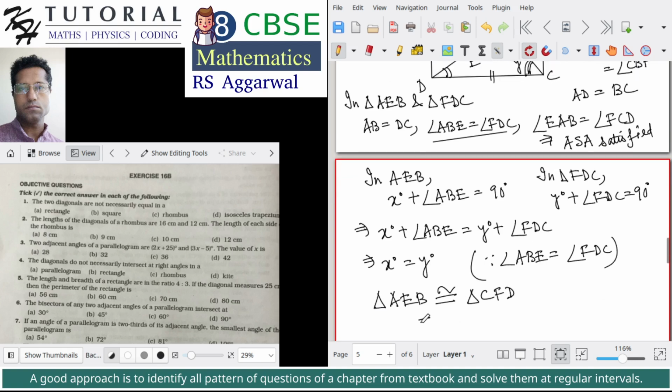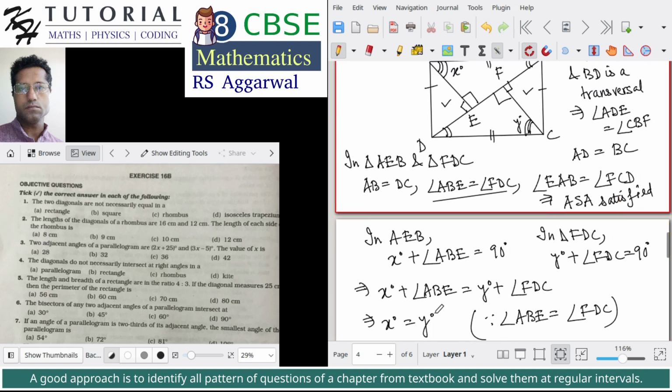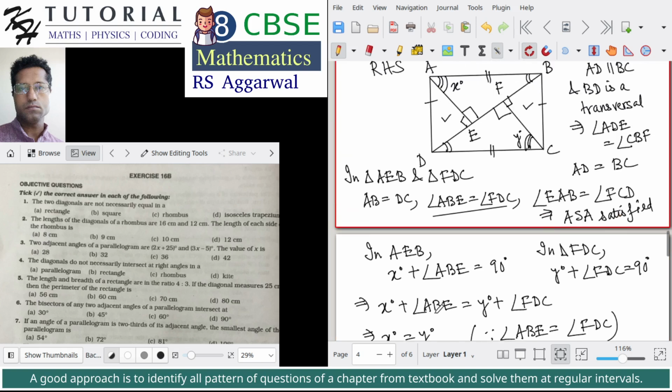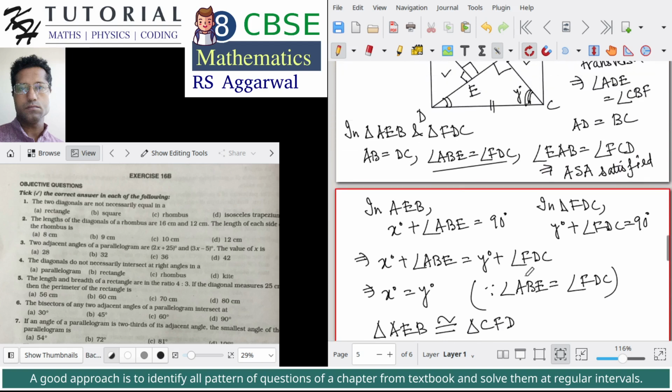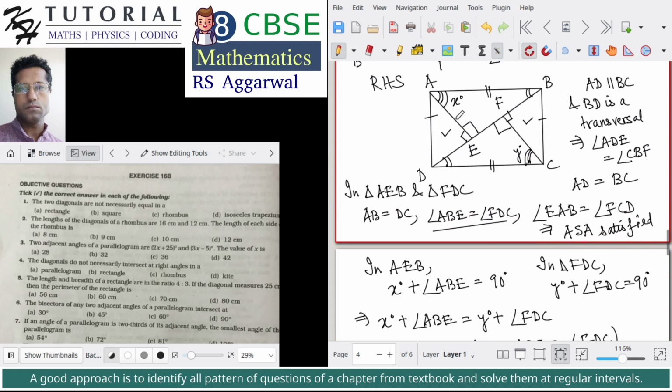So this will imply that AE will be equal to CF. Hence we got that AE is equal to CF.